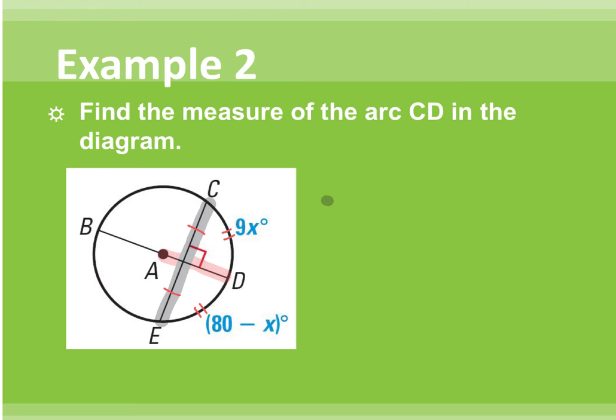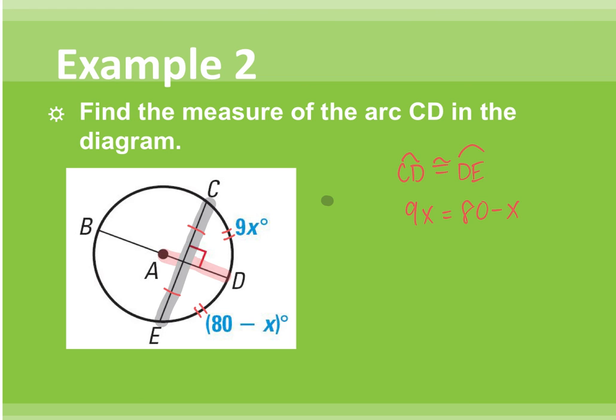So if those two are the same, if they're congruent, they're the same measure, what do I do with them? Set them equal. So we're going to say 9x is the same as 80 minus x. And please write one more thing. It's because the arc CD is the same as the arc DE. They're congruent. Yes? All right, so now how do I solve this?